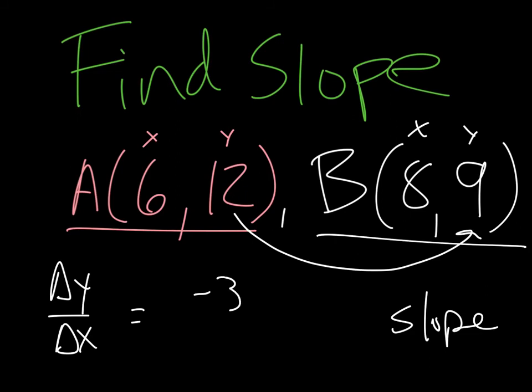So I look to my y's first, and I see that from point A to point B, I have a change of 3, and actually -3, because I'm going from 12 down to 9. And then I look to my x's, and I see that I go from 6 to 8, and that's a change of 2. So now my slope is -3 over 2.